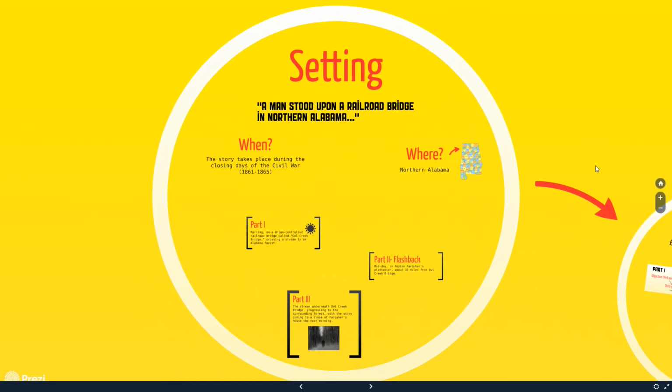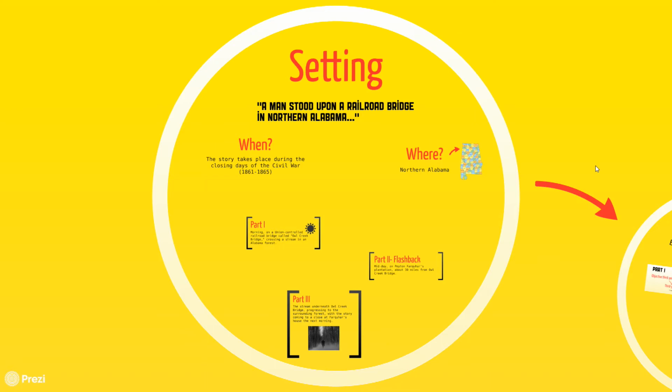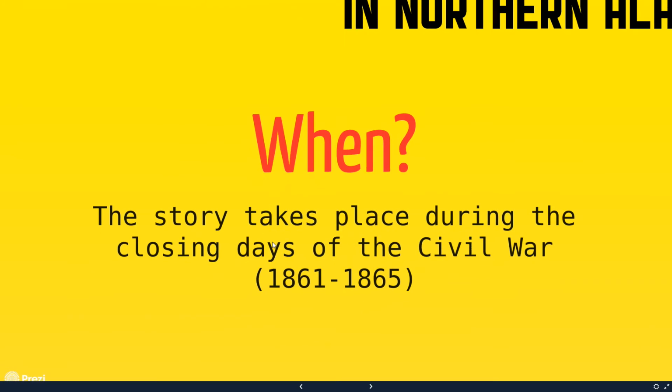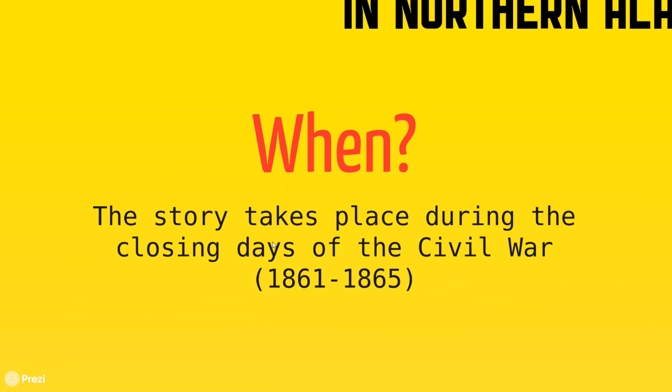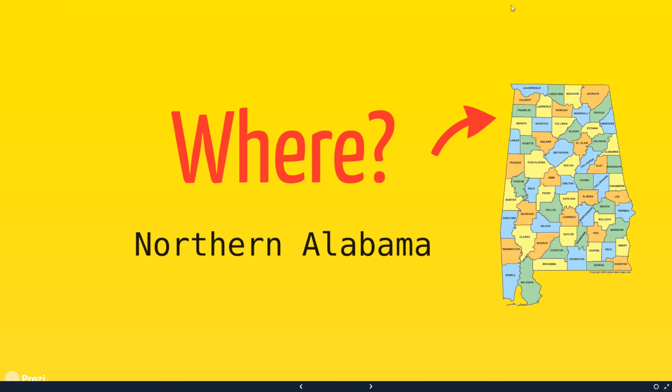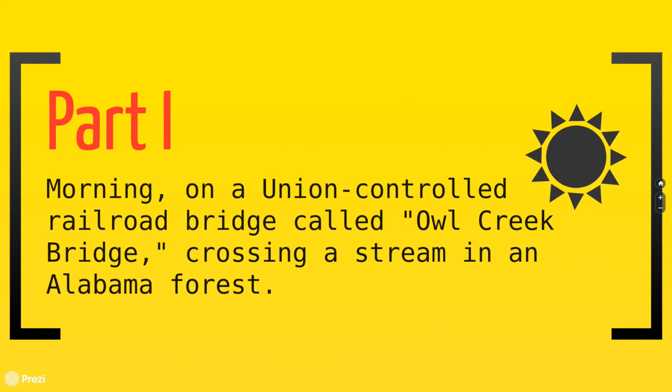The setting of this story is during the Civil War, right towards the end of the Civil War. And where does it take place? It takes place in northern Alabama. Actually, right over here is where my family is from, in DeKalb, a little city called Fort Payne, in the foothills of the Appalachian Mountains. There are 30 questions for each part that you will be able to answer and work on.